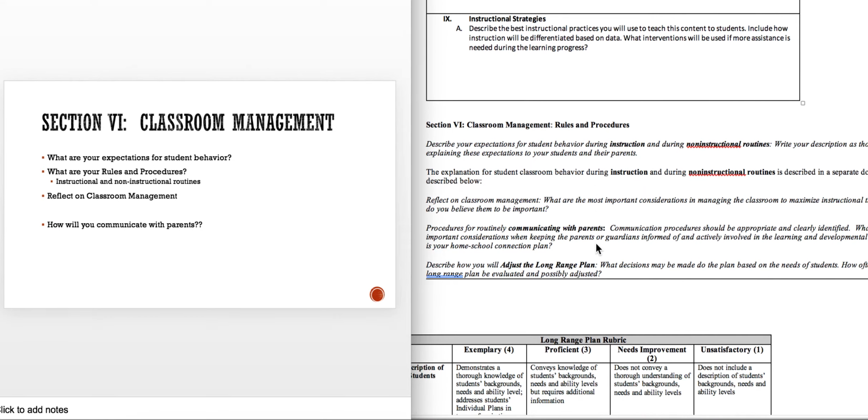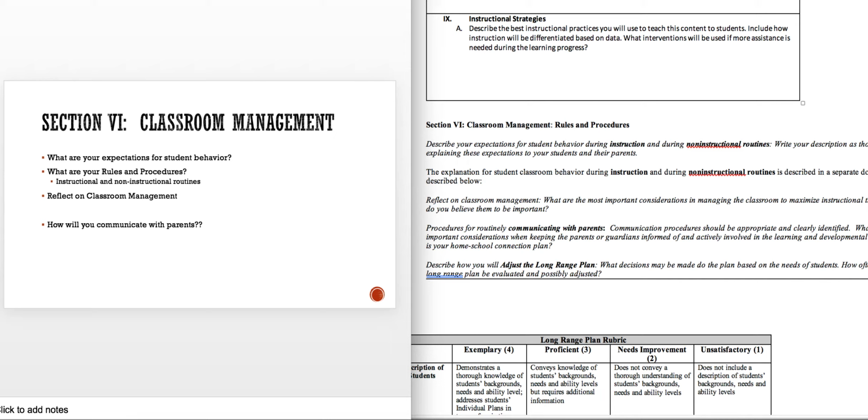The next section of the long-range plan is all about your classroom management rules and procedures. So this is where you're going to take information that you've possibly created in other classes, but you're going to want to talk about your instructional and non-instructional routines. What are the rules you have in your class? How are you going to come up with the rules? What's going to be your plan for classroom management? Reflect on classroom management. How are you going to communicate with your parents? Think about what that means in your classroom with your communication with parents.